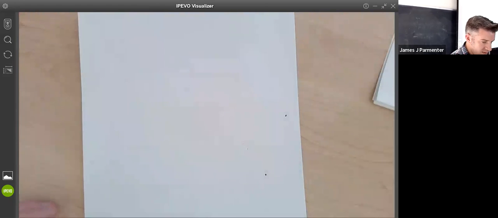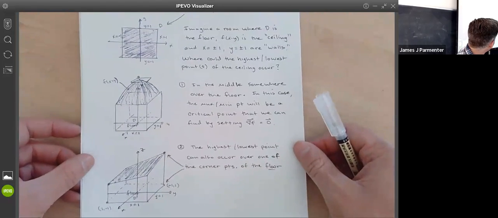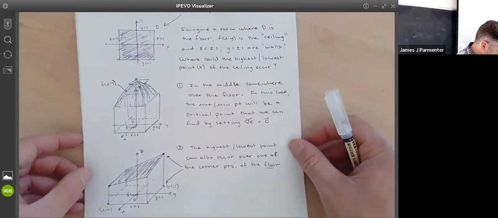In fact, this picture that Grant, I wish I could draw as well as Grant. Grant draws really nicely. So here's a picture.